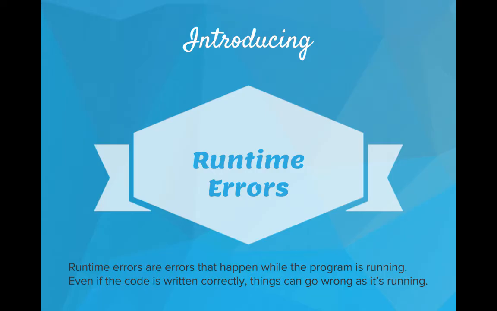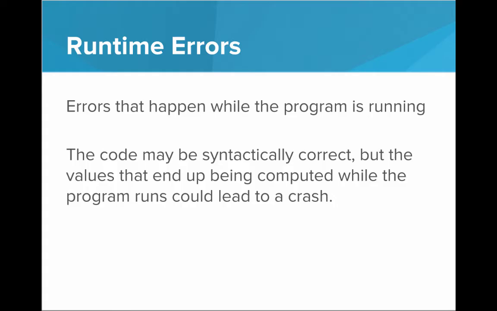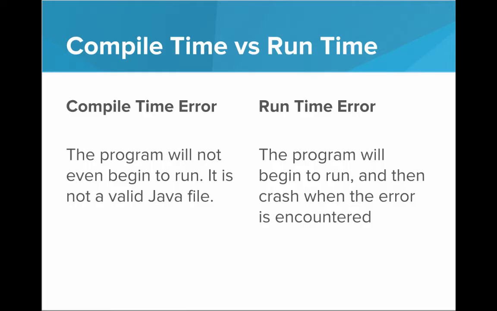Introducing runtime errors. Runtime errors are errors that happen while the program is actually running. Even if the code is written correctly and is able to start running, things can go wrong while the program is running. So runtime errors are errors that happen when the program is running. Even if your code is syntactically correct, the values that end up being computed during the run could lead to a crash. So to compare the two, compile time errors will not even allow the program to begin to run. Compile time errors result in your code not being a valid Java file. Runtime errors, on the other hand, will allow the program to begin to run, and then they will crash at a specific line when the error is encountered.